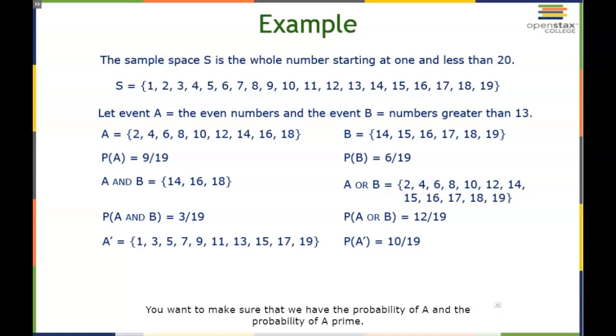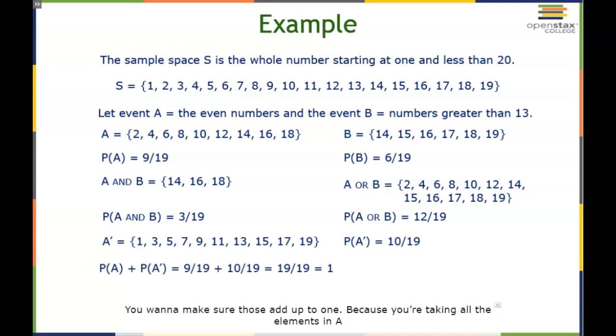You want to make sure that when you have the probability of A and the probability of A prime, those add up to 1, because you're taking all the elements in A and all the elements that are not in A, and therefore those probabilities better equal 1. So the probability of A is 9/19. The probability of A prime is 10/19. 9/19 plus 10/19 is 19/19. In other words, 1.